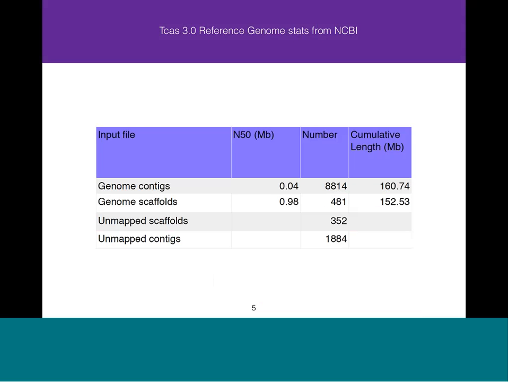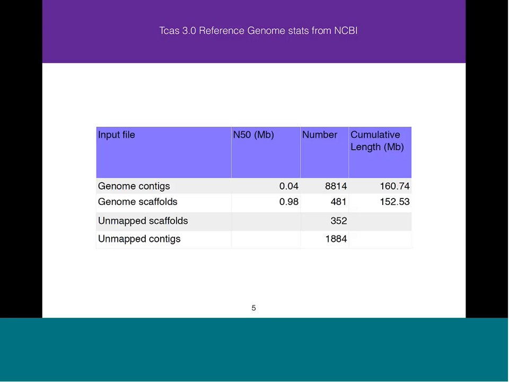There are about 8,000 contigs, a little over 8,000. And those were scaffolded into 481 scaffolds, plus almost 2,000 unscaffolded contigs. Of those 481 scaffolds, we were able to put about 90% of the genome onto chromosome builds in about a third of those scaffolds. So you can see about 2/3 of them, 352, were still unmapped in version 3.